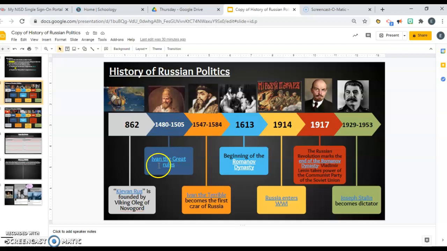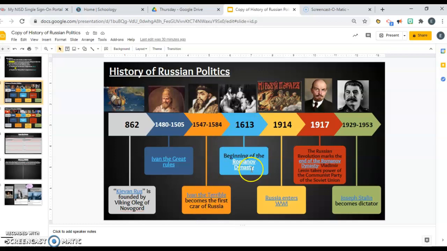1480 to 1505. You're going to learn about Ivan the Great or Ivan II. You'll learn that this ruler expanded his lands, expanded his influence over all these lands, and of course other accomplishments. 1547 to 1584, you have the choice of learning about Ivan the Terrible, who becomes the first Tsar or emperor, ruler there of Russia, and he's actually the grandson of Ivan the Great. And you will find out about him expanding lands as well and how he makes Russia a centrally controlled state. And of course, he has a heavy military power.